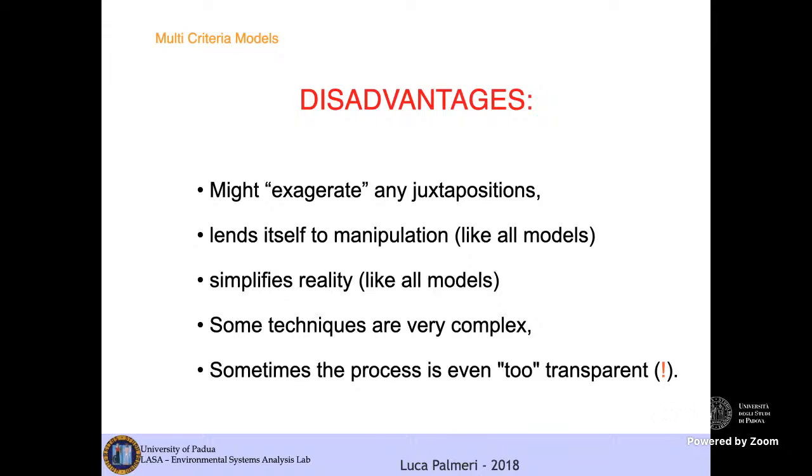And this sentence goes with a big question mark, because sometimes too much transparency may be a drawback for the decision processes. Too much transparency may suggest to the subjects involved in the decision process, in particular the public, some important observations that may slow the decision process.